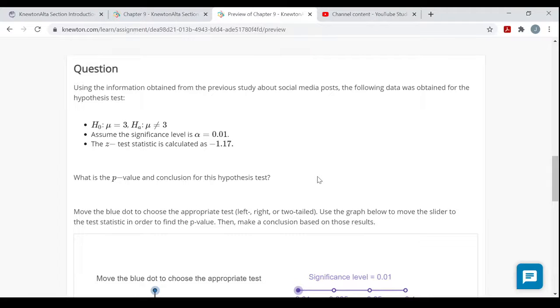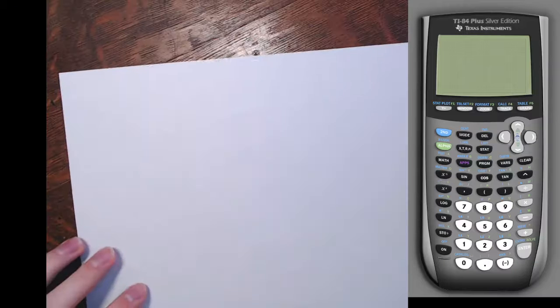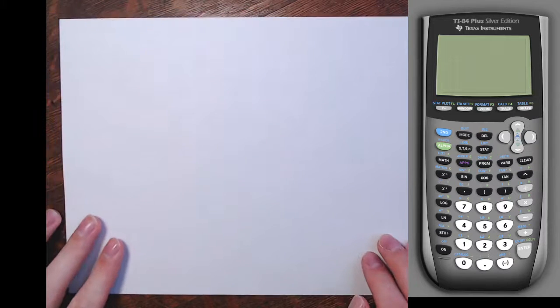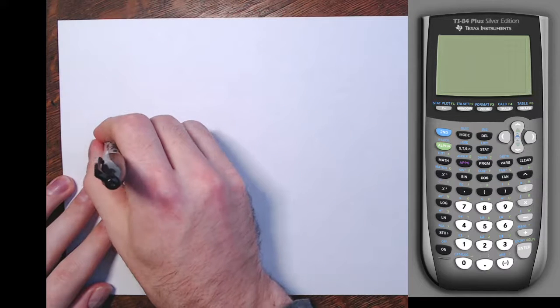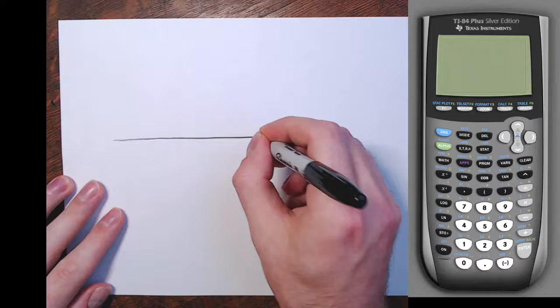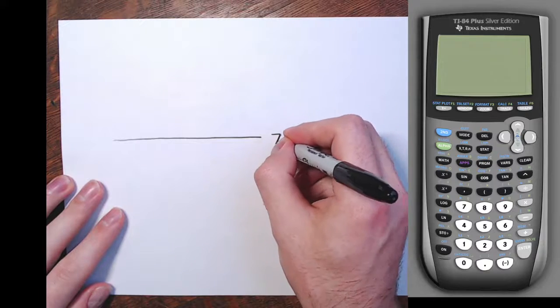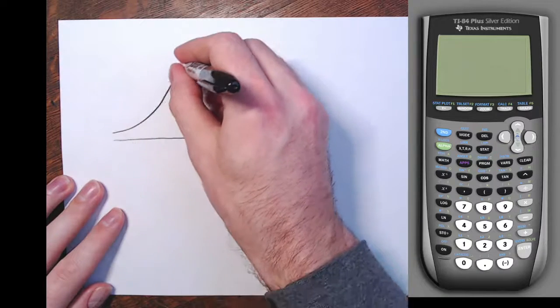All right, so I'm going to go to a piece of paper here. Now I got a calculator up because I'm going to show you how to calculate the p-value with our calculator, and then we're going to go look at what they have. So we're working with the standard normal distribution because they told us z-scores. It was a z-test statistic. So I'm looking at the standard normal.